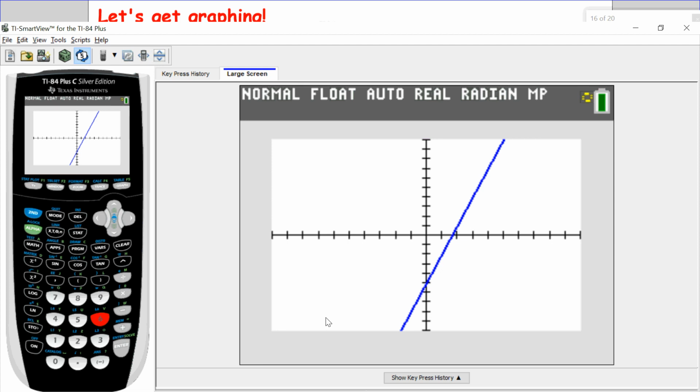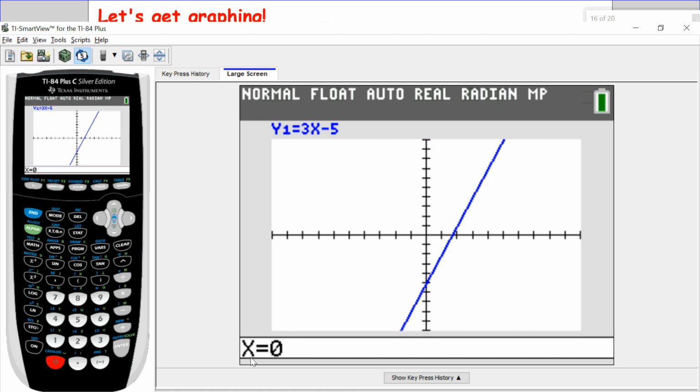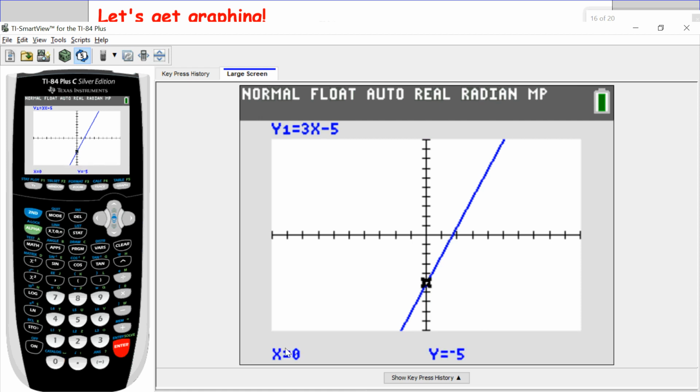Let's find the y-intercept first. So the y-intercept right here is the value of y when x is 0. So if I hit my trace button, and then I'll press 0. So we're telling the calculator that x equals 0. We press enter, and it tells us that y equals negative 5. So that would be the y-intercept of the function.